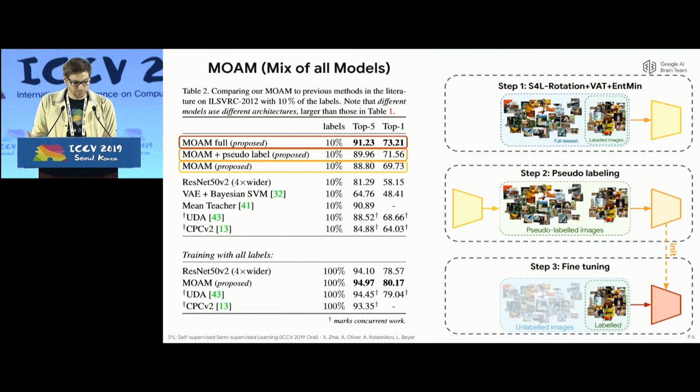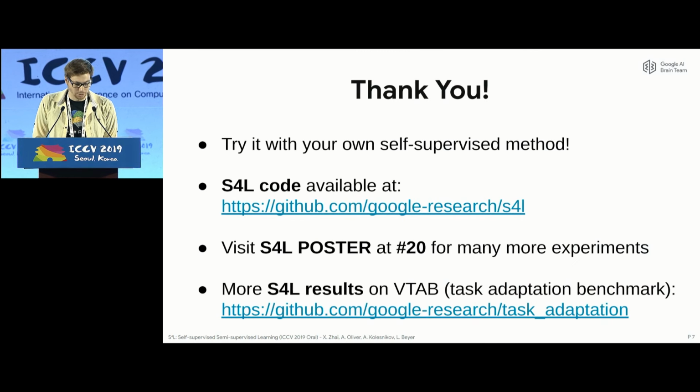And as we showed, this full MOAM model with the three steps actually achieves state-of-the-art on 10% labeled ImageNet, but even just the first step gets good performance. And it also works pretty well on the full data set if we have all labels available, so it doesn't deteriorate things. We provide code, and we are happy to see you at our poster.